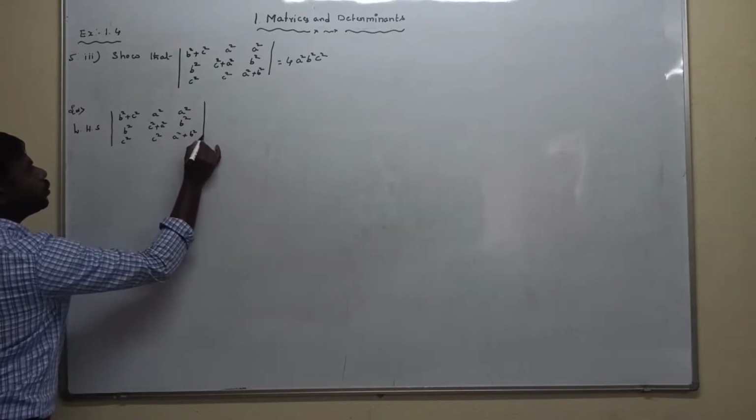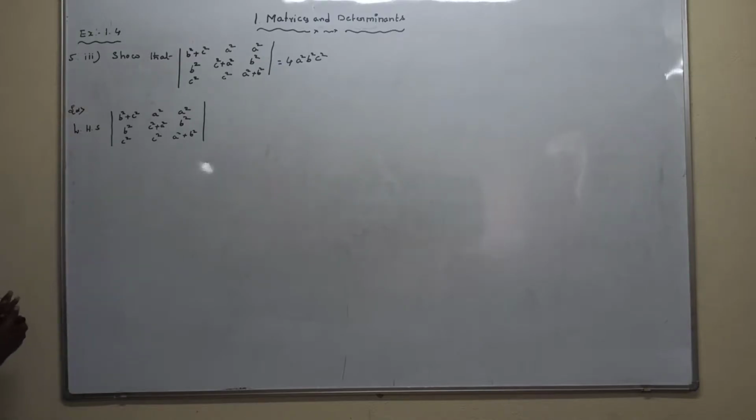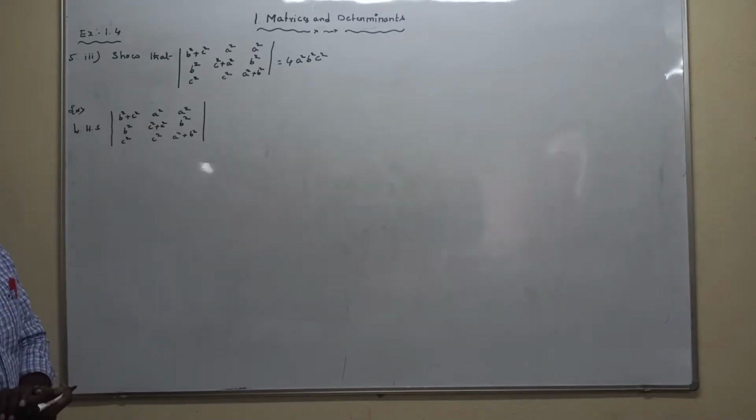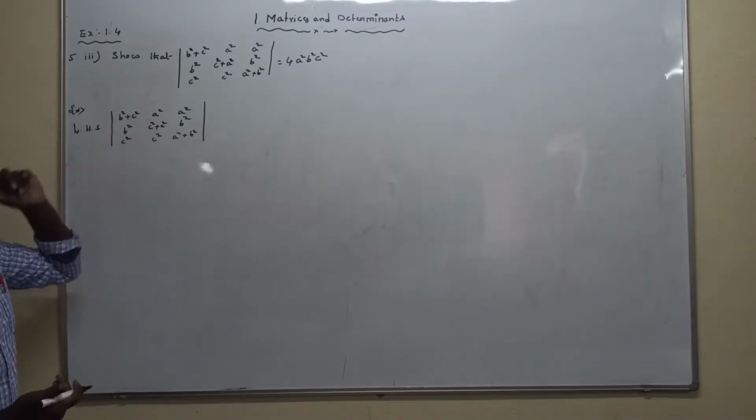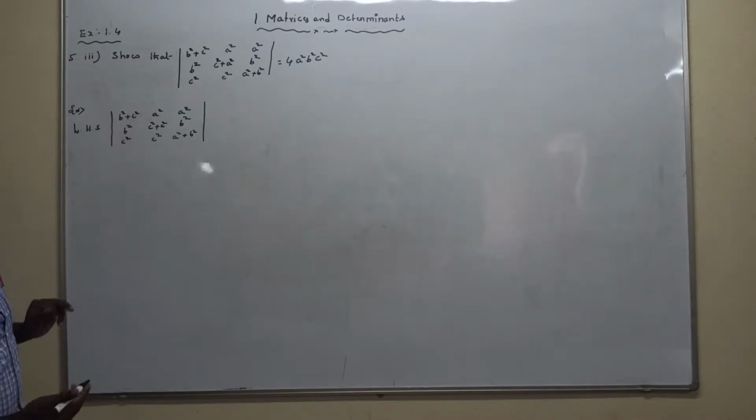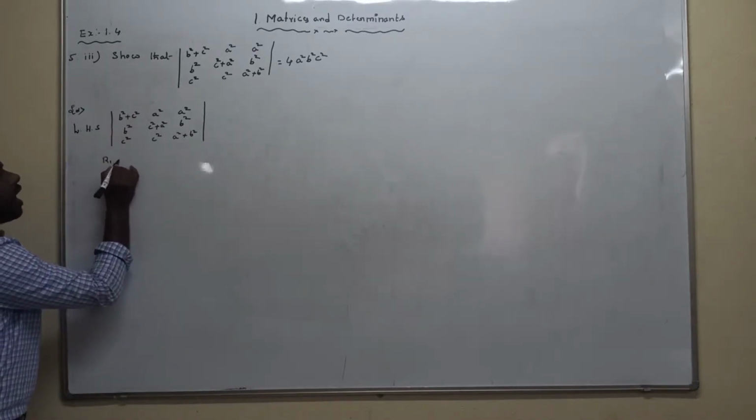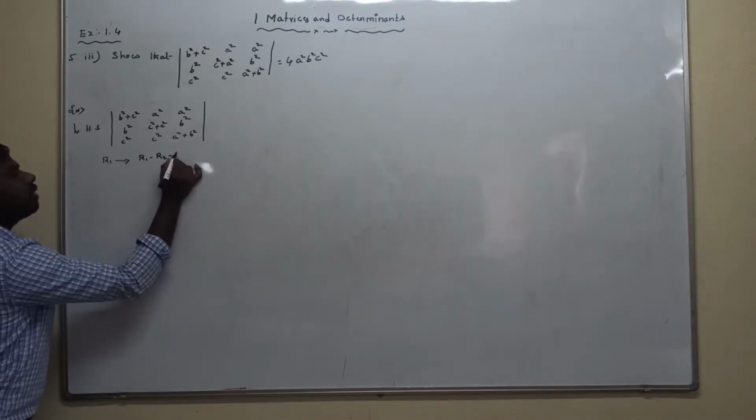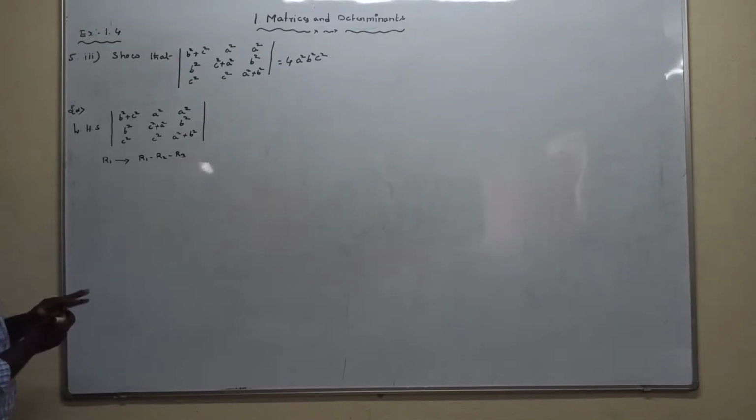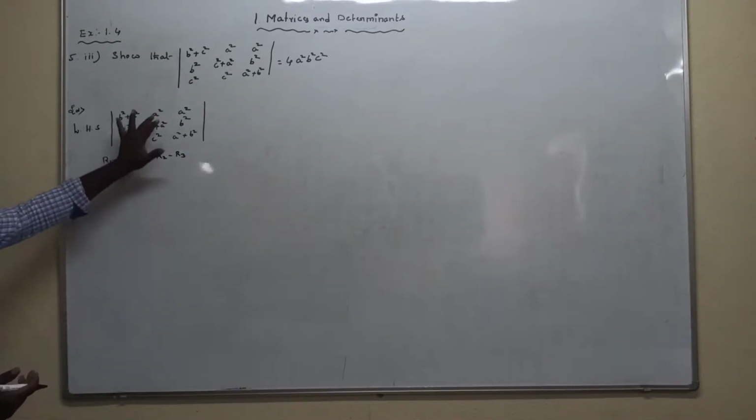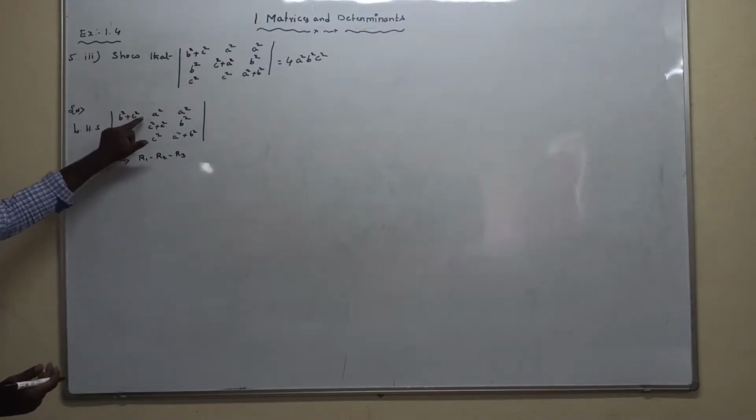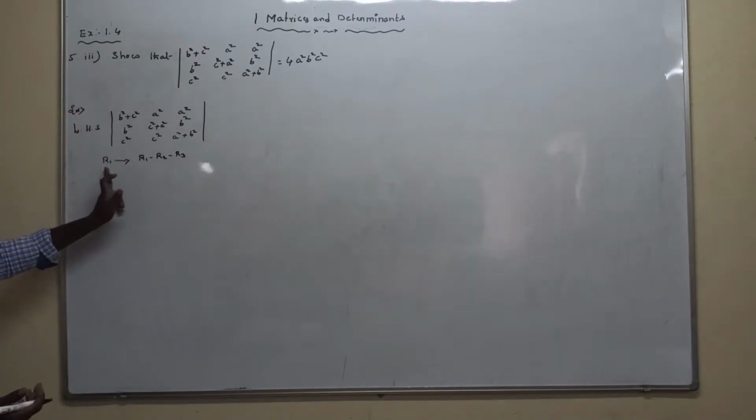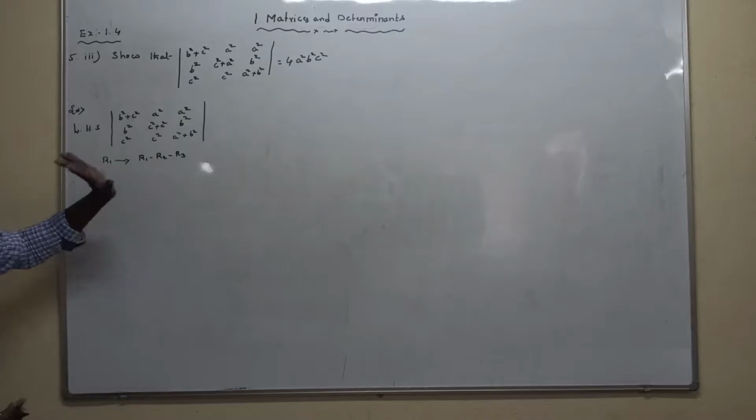Now in the first row or first column, all the elements should be a single variable. But here the first element is the sum of the squares of two variables. That's why we are eliminating this one. We apply the condition R1 changes to R1 minus R2 minus R3, because here two separate variables are there, but we need a single variable. This one you have to make 0.